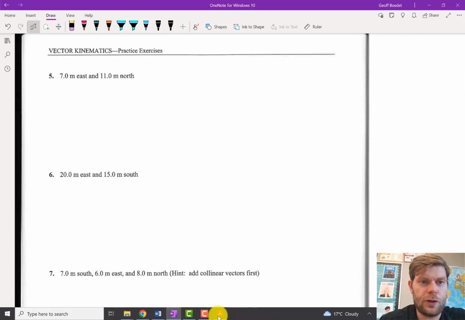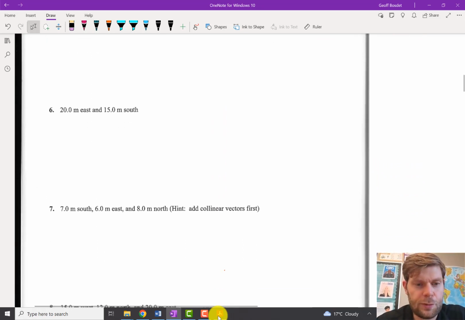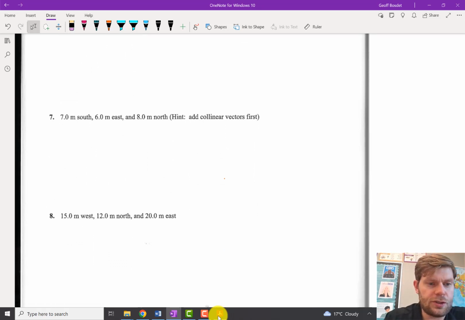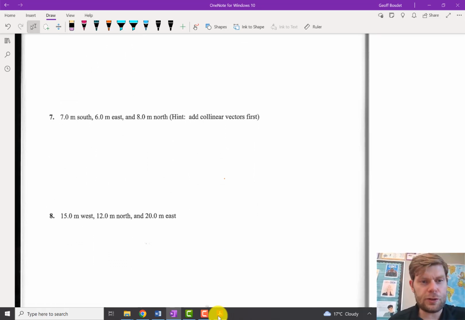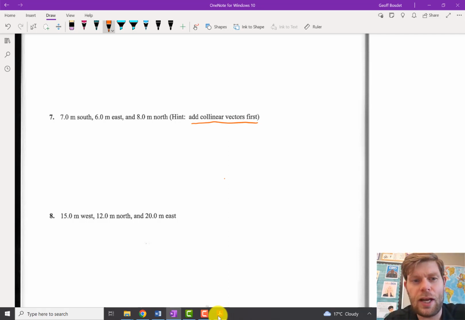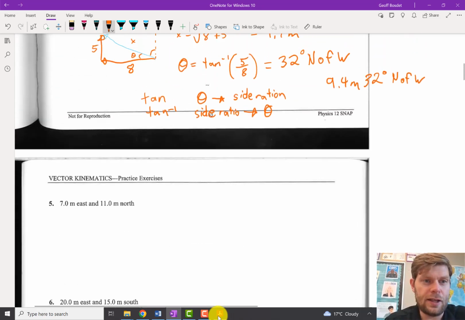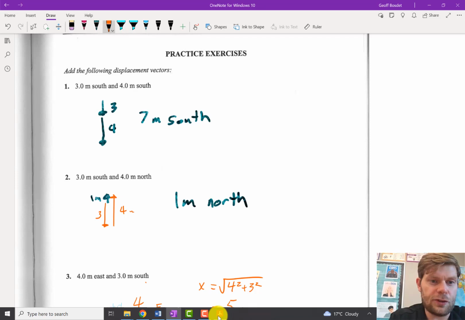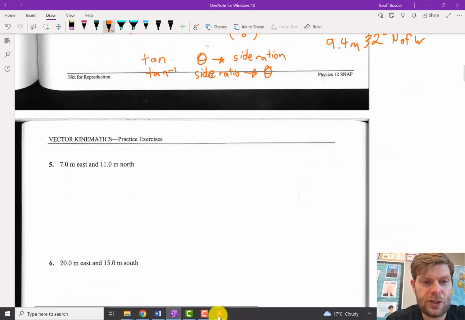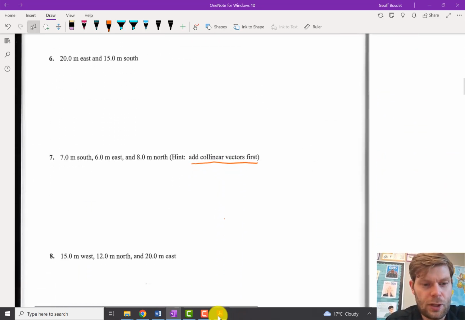I'll save these guys for you to figure out because they work exactly the same, and hopefully that made sense. And we'll just go over 7 and 8. So these are a little bit different. This whole hint, add collinear vectors first, sounds super fancy, but really it's just saying, hey, if you got some vector to the south and some vector to the north, let's deal with that first because we know how to deal with that. That is super easy, either addition if they're in the same direction or subtraction if they're in the opposite direction. And then we can just take our total north-south and combine it with our total east-west, or total east-west and combine it with our north-south, depending on our situation.